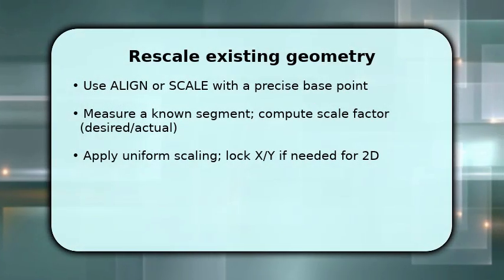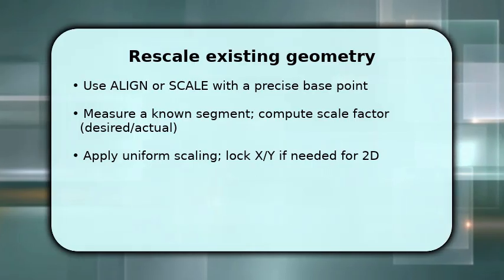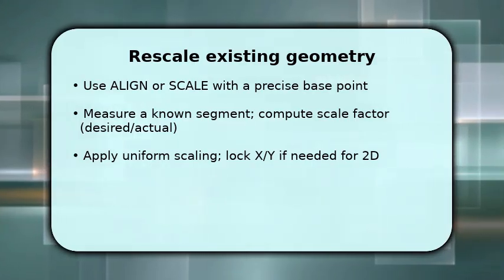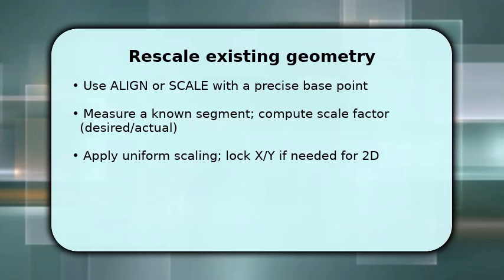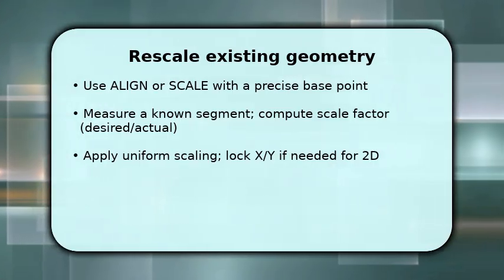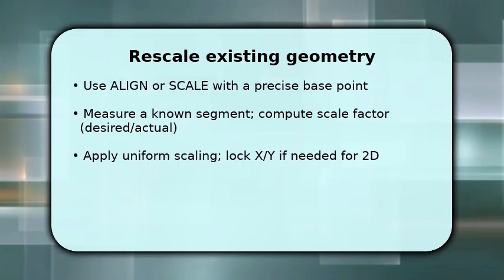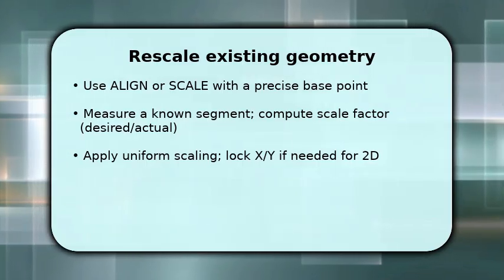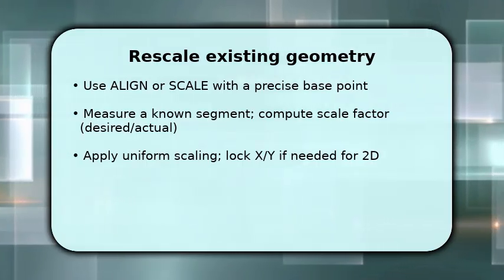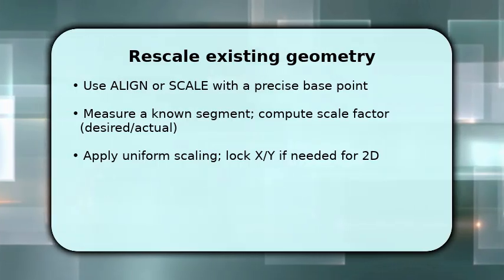You now adjust existing objects to match the units. First, measure a known line with measuregeom or dist to get the actual length. Then compute the scale factor, desired length divided by actual length. Use scale with a picked base point or a line for multi-point scaling. Enter the numeric scale factor when prompted.